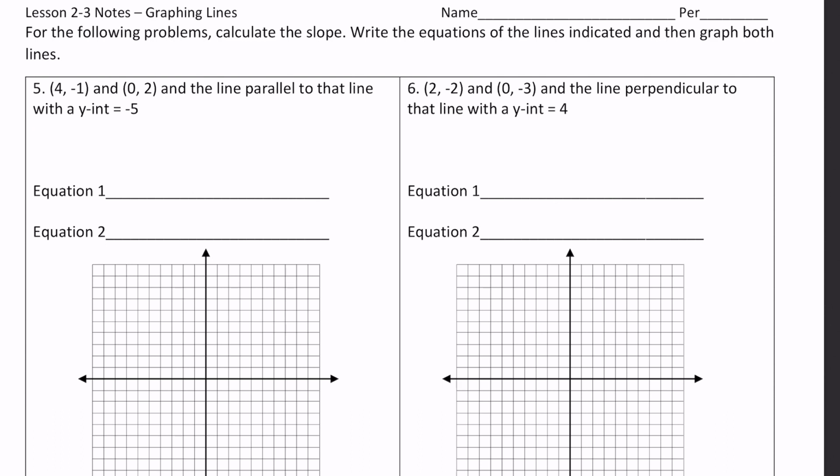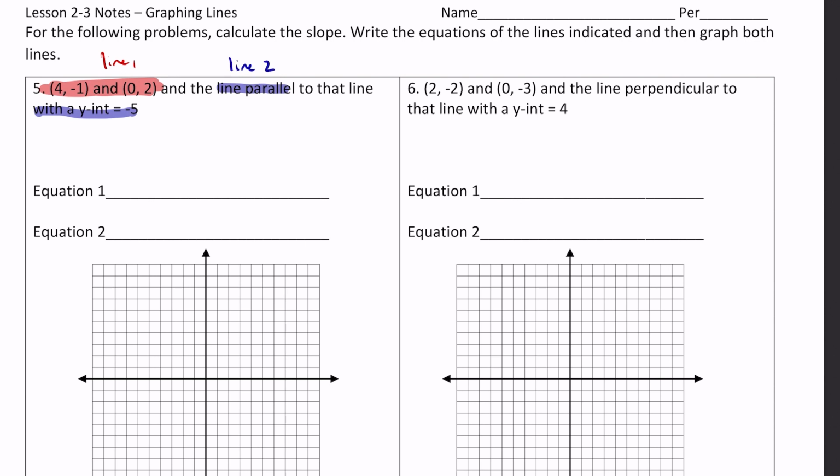So we have these 2 points in line 1. So we'll call that line 1. And the line parallel to line 1 has a y-intercept of -5. So we'll call that line 2.